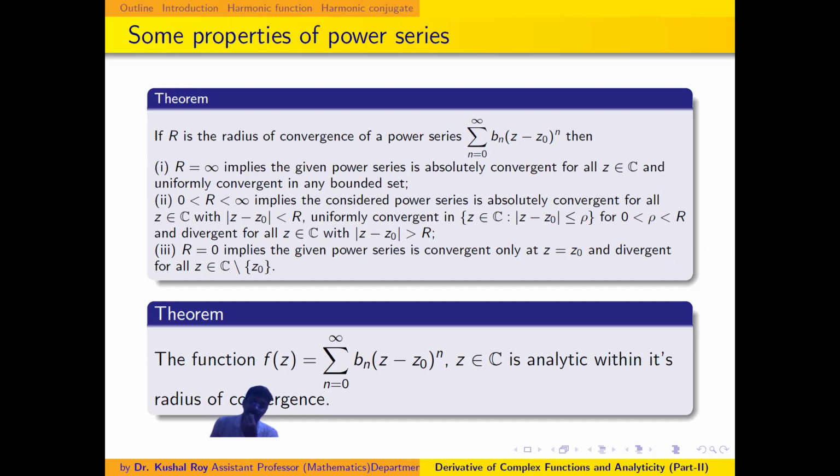So the next theorem: the function f(z) equal to summation b_n (z minus z0)^n is analytic within its radius of convergence. So if its radius of convergence is R, then within any ball B(z0, rho), where rho is strictly less than R, f is analytic.